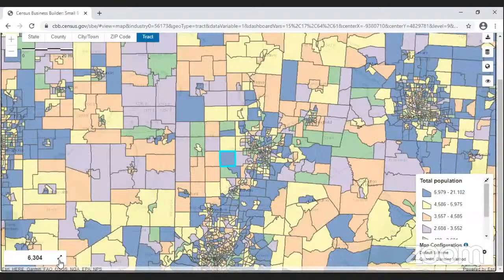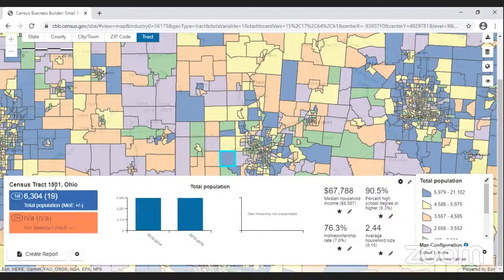So here I'm looking at, for instance, tract 1501, and I can see that has a population of 6,304. And so I could still look up how much these people spend on lawn and garden in these census tracts. I could look up any of the ACS data that I want to see by census tract on the map.